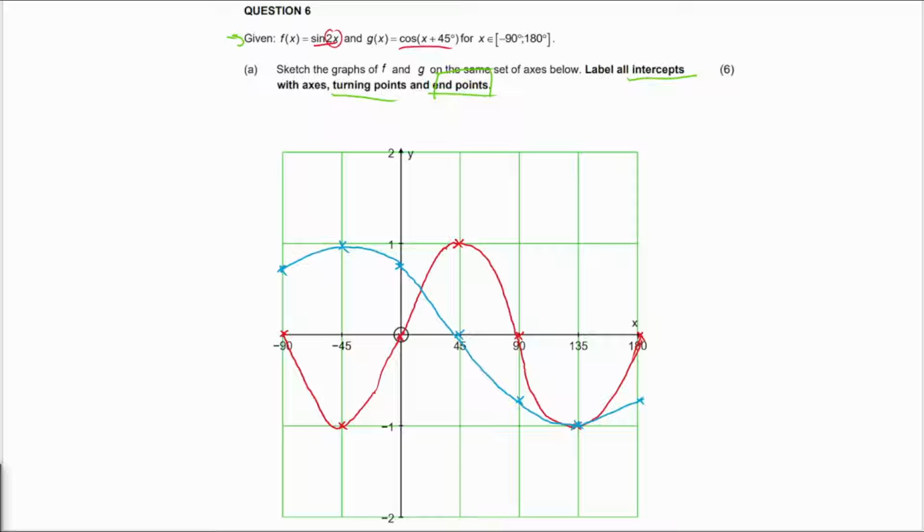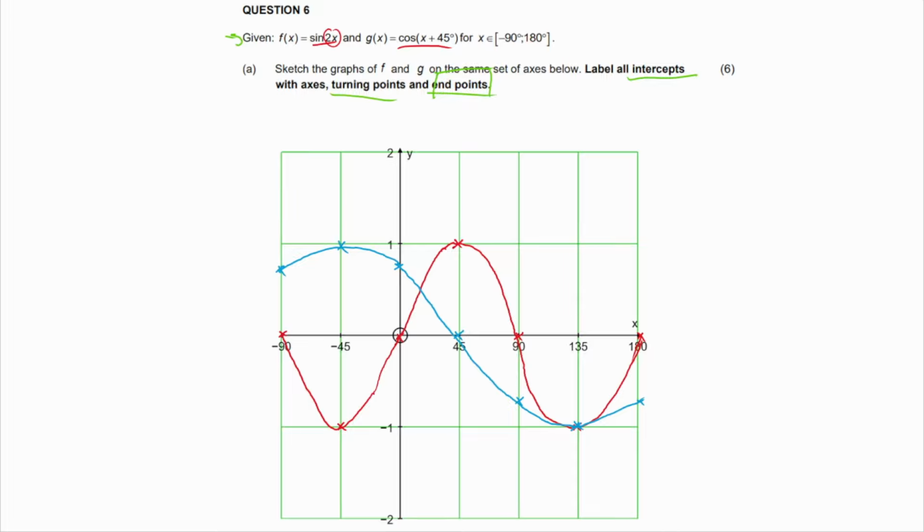Let me change view here. There's our graph sorted, but we are not done, we need to do some important things. We need to label intercepts with the axes. Let's first start off with f of x. Let's also label this f of x. You don't even need that of x. You could just label this f and this one g. You don't really have to do this, but it might be helpful for some of the questions later.